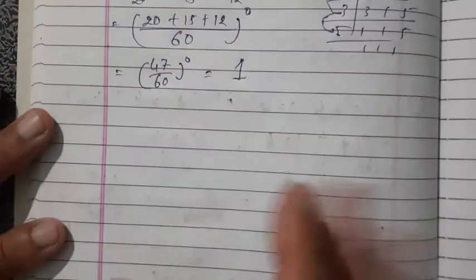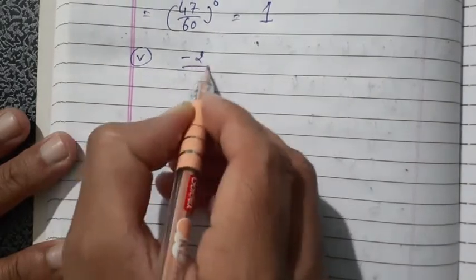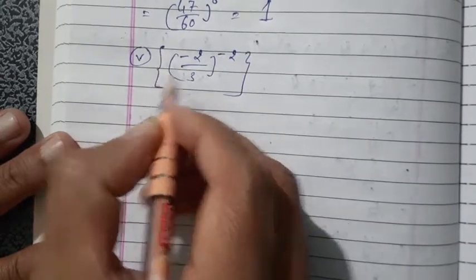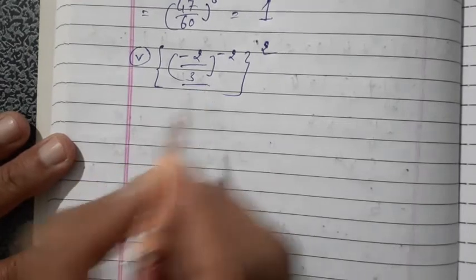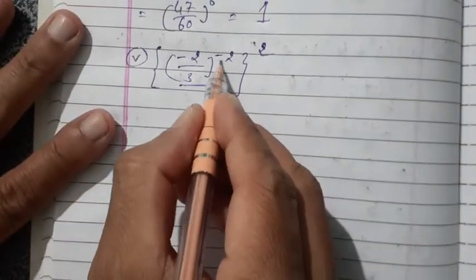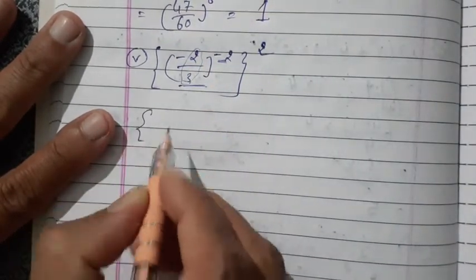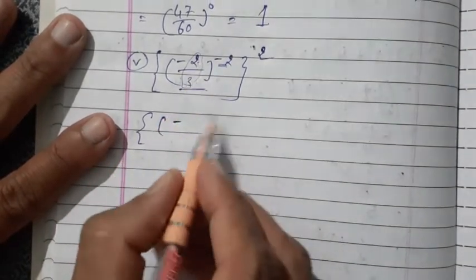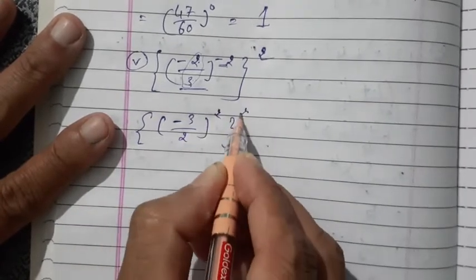Okay. And the fifth one: minus 2 divided by 3 raised to minus 2, and all raised to 2. Okay. First we simplify the small bracket. Look, here minus 2 power is there. So what to do? Write down the reciprocal of that number. So the minus power is there, and the reciprocal of 2 upon 3 is 3 upon 2 raised to 2, and the whole raised to 2.